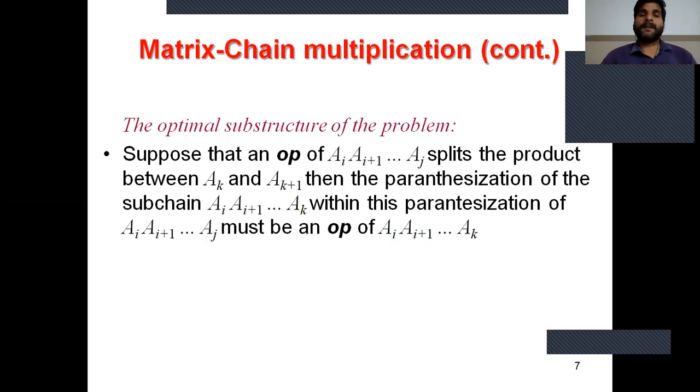So the optimal substructure of the problem is like this: suppose that an optimal parenthesization of Ai Ai+1 ... Aj splits the product between Ak and Ak+1. Then the parenthesization of the subchain Ai Ai+1 ... Ak within this parenthesization of Ai ... Aj must be an optimal parenthesization of Ai ... Ak.